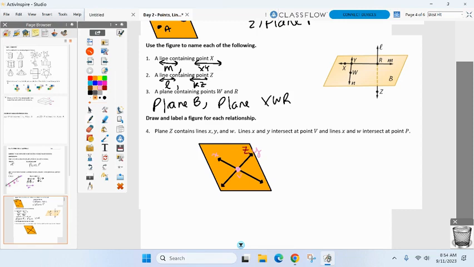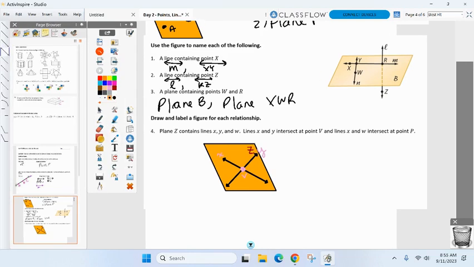Good so far. And now I'm going to introduce another line called W that intersects X. So now we get a third line that intersects. I don't care where. It's just got to intersect X somewhere.